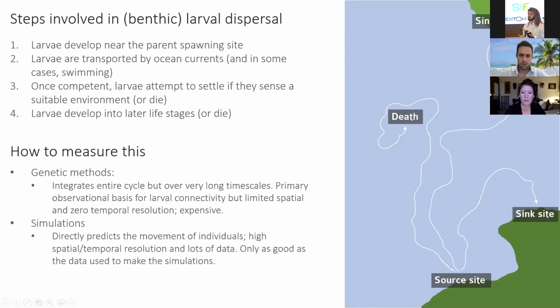For marine spatial planning, it's important to have an understanding of the connectivity of reefs. But measuring this connectivity is very difficult because coral larvae are really tiny and they travel for extremely long distances. So measuring connectivity directly is generally infeasible. You usually use either genetic methods or computer simulations to predict this connectivity, and these two methods are complementary.